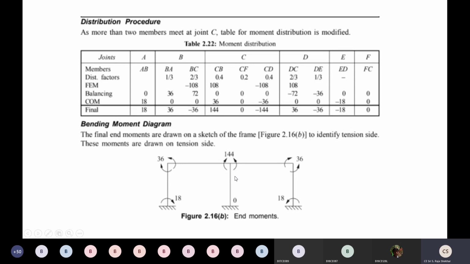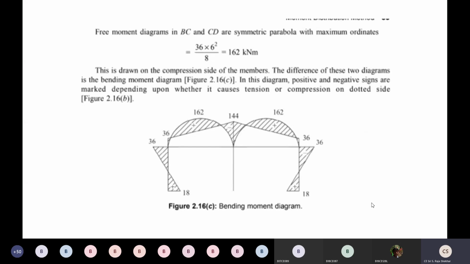Similarly, all the members are located with the direction and magnitude of bending moment, the final end moment. After this, we need to draw the bending moment diagram. First, we need to locate the end moment diagram.